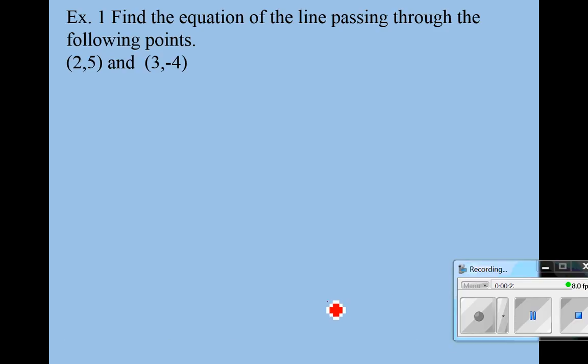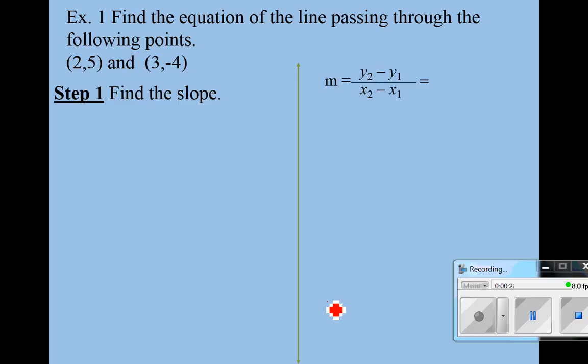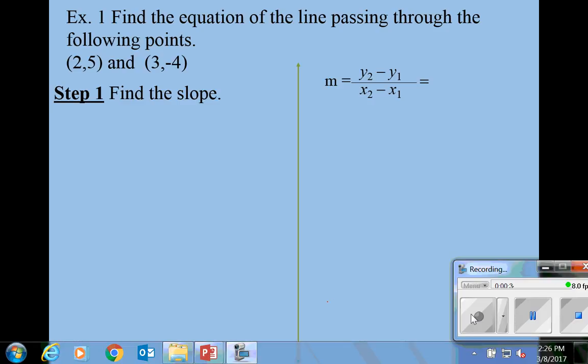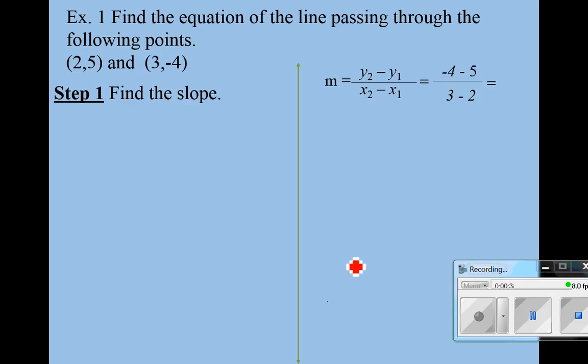So step 1 is to find the slope. Because we have two ordered pairs, we're going to use the slope formula. Substitute your numbers in and get the m first. Here's what the numbers should look like when you substitute them in. You get negative 9. So let's simplify that even more. The m equals negative 9.